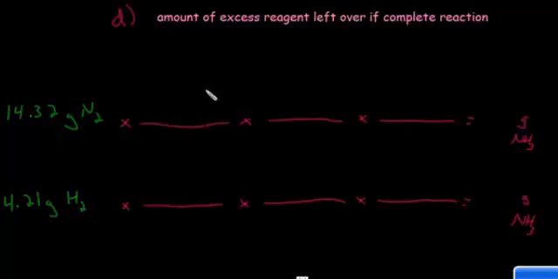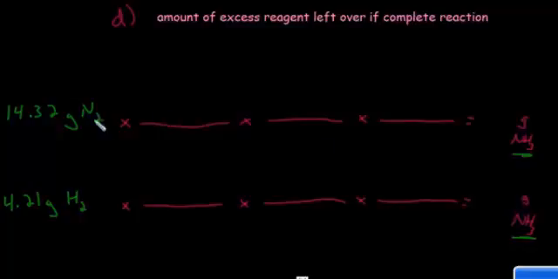way is just to convert both of these reactants into the grams of product. By doing this, you'll find which gives the smaller amount of product, and therefore that gives you your theoretical yield and tells you what was your limiting reagent.